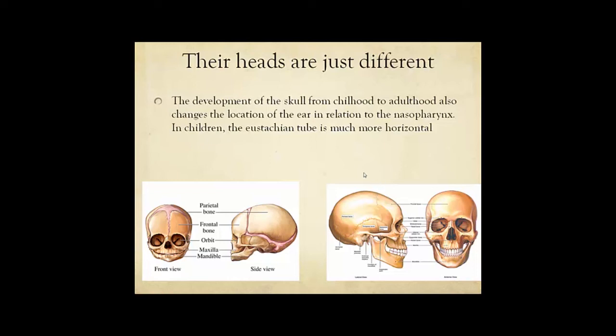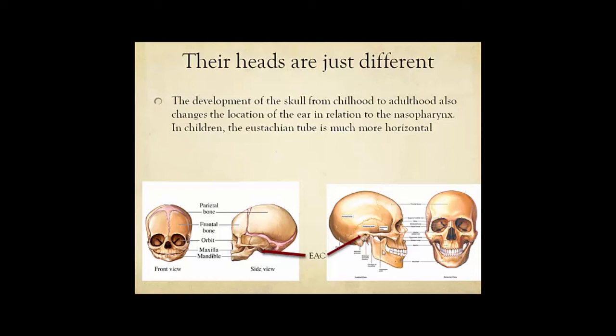The development of the skull from childhood to adulthood changes the location of the ear in relation to the nasopharynx. In children, the eustachian tube is much more horizontal. As we grow, the face will elongate. You can see here where the eustachian tube's way down here. Over here, it's way higher up in relation to the rest of the head and the jaw and the nasopharynx.